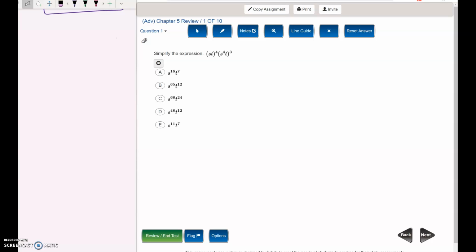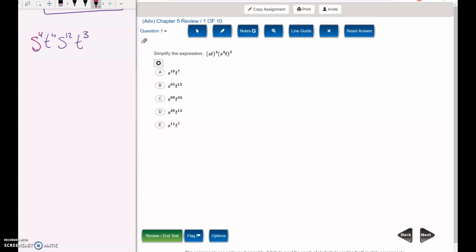Okay, we're going to go through the Chapter 5 review. The first question, s to the fourth t to the fourth, becomes s to the fourth t to the fourth. Then we have s to the fourth to the third, which becomes s to the 12th, and t to the third. Then it's kind of like combining like terms, but you're adding your exponents.